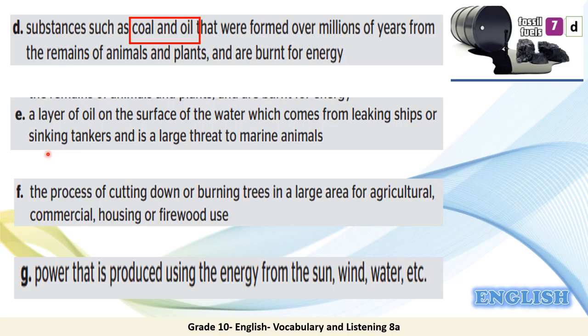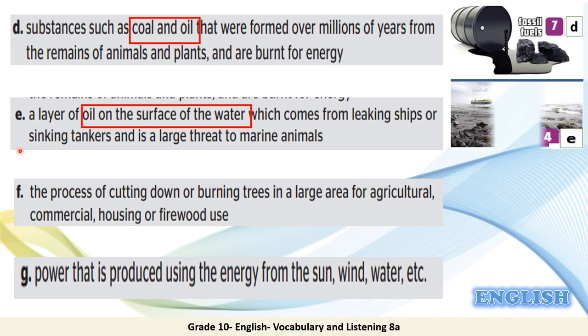The next one, a layer of oil on the surface of the water, which comes from leaking ships or sinking tankers and is a large threat to marine animals. Your hint, oil on the surface of the water. Pause, look at the pictures and try to make a choice. And the answer is oil spill. As you can see here, there's a ship and the color of water in the ocean or the sea has changed because of the oil spill.